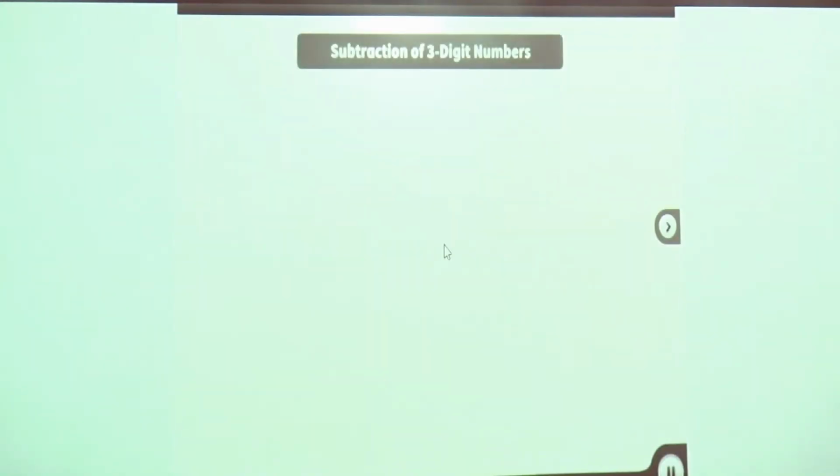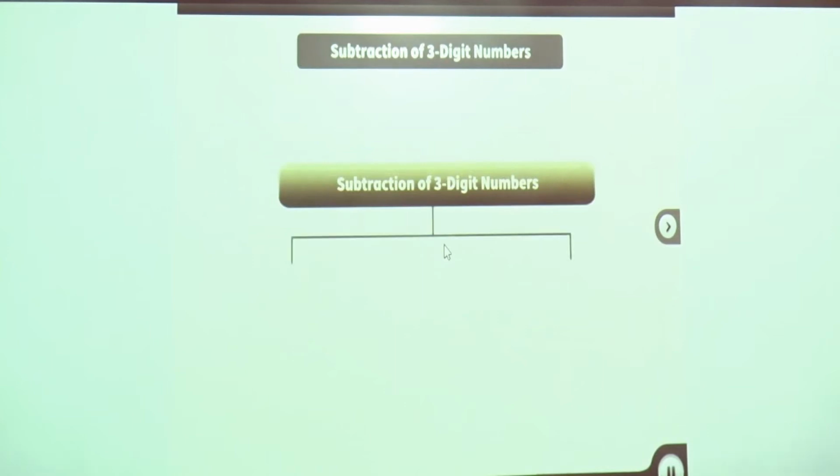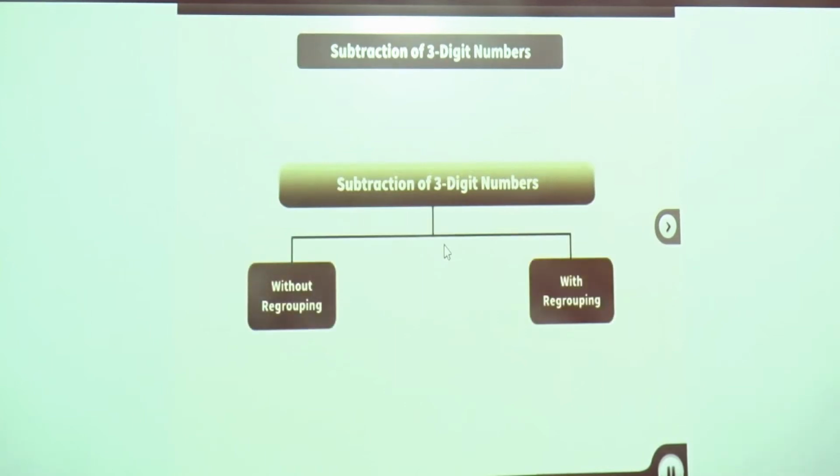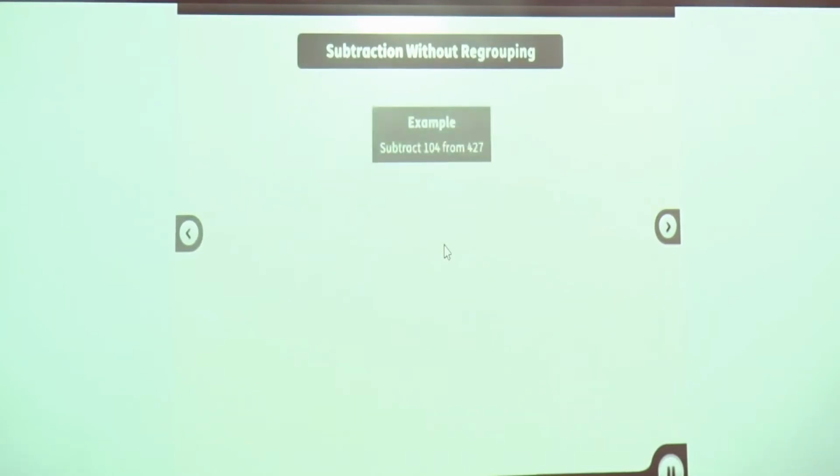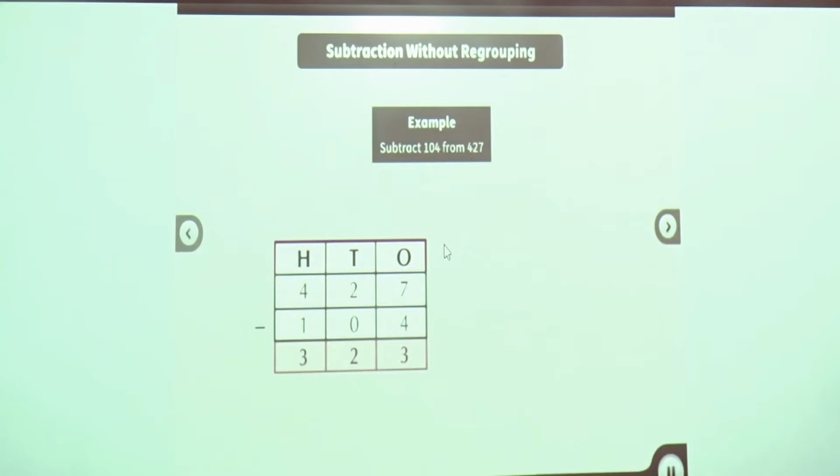Let us learn how to subtract three-digit numbers with and without regrouping. Consider an example. Subtract 104 from 427. Let us understand the step-by-step method of subtracting the numbers placed in a tabular format.